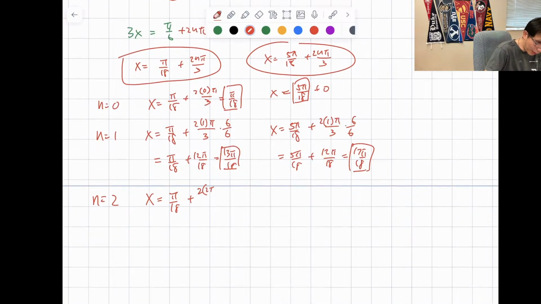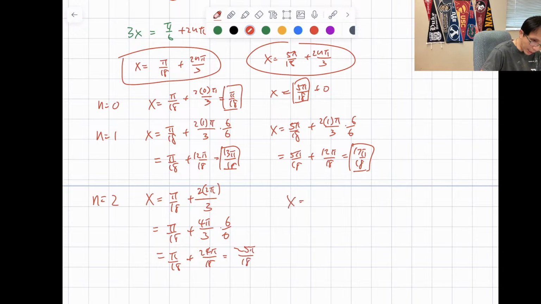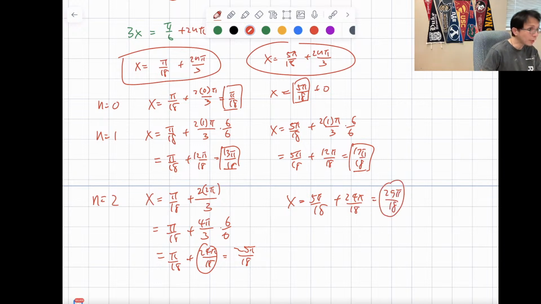But we can do that: 2 times 2 pi over 3. So it's going to be pi over 18 plus 4 pi over 3 times 6 over 6, which is pi over 18 plus 24 pi over 18. That's equal to 25 pi over 18. And x equals 5 pi over 18 plus 24 pi over 18, so that's equal to 29 pi over 18. So now you've got 6 answers.